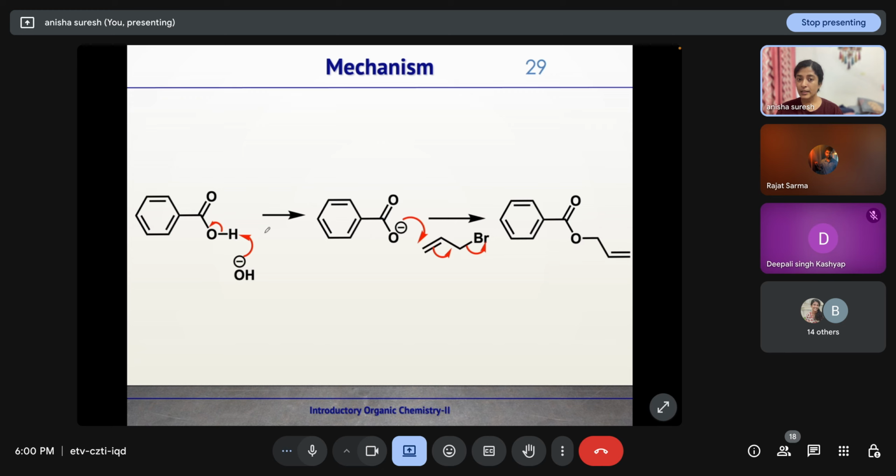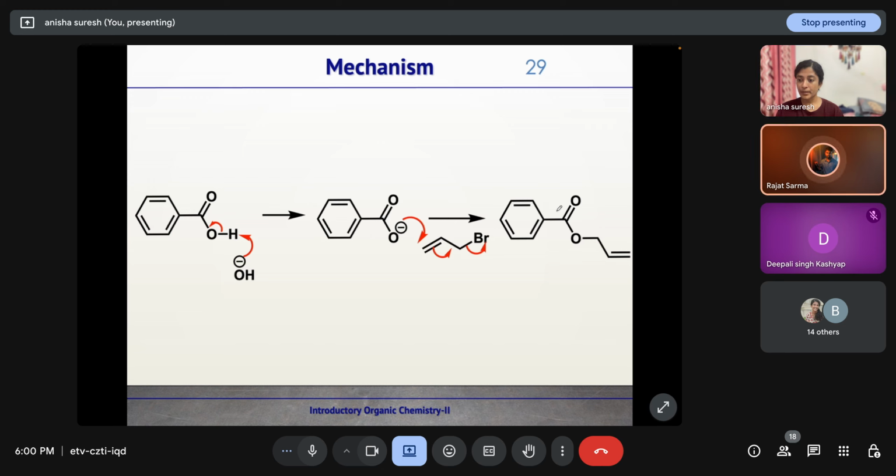First a carboxylate anion will be forming, and that will attack on this allyl bromide, leading to removal of bromine, and it will lead to formation of this ester. Is the mechanism clear?